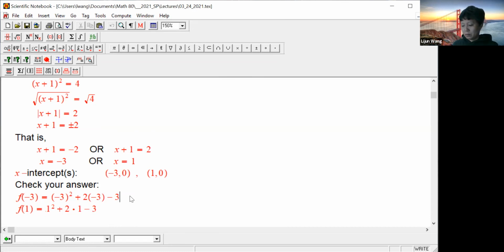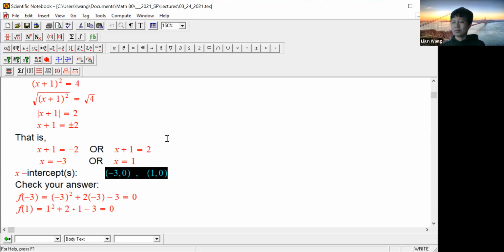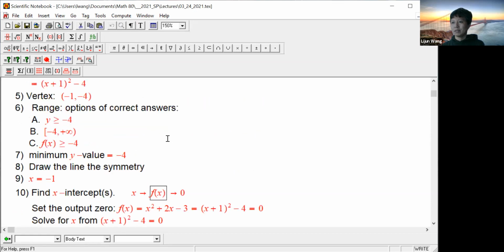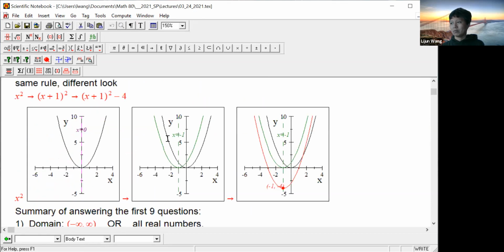So this is going to be 0, right? Because 9 minus 6 minus 3, that's 0. And the next one, of course, is 0 as well. So what have we found? We found the two x-intercepts. So next, I want you guys to mark them in that picture.